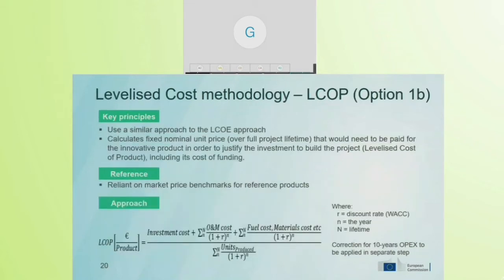So the levelized cost methodology of product, very, very similar. You're calculating a unitized, non-escalating unit cost. You're comparing it to a reference price in the market, and the calculations are based on exactly the same formula where you are using your weighted average cost of capital to discount the O&M and the ongoing variable costs, and those are then also divided by the discounted number of units produced over a period of time. Next slide, please.